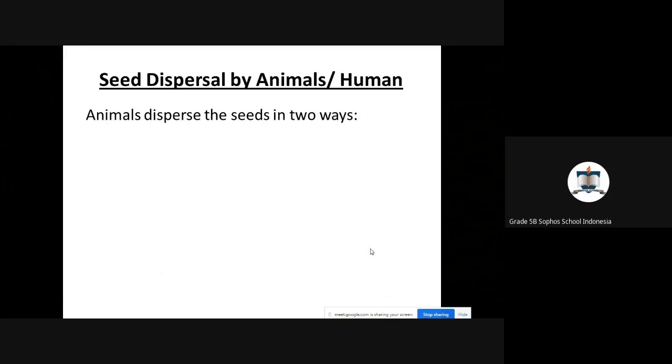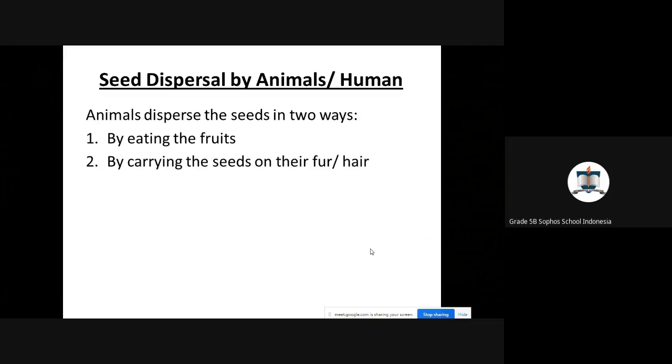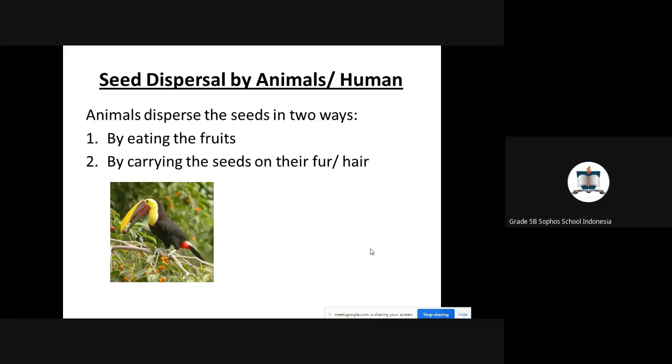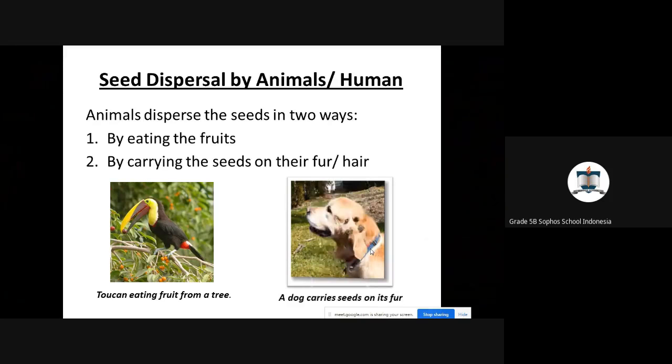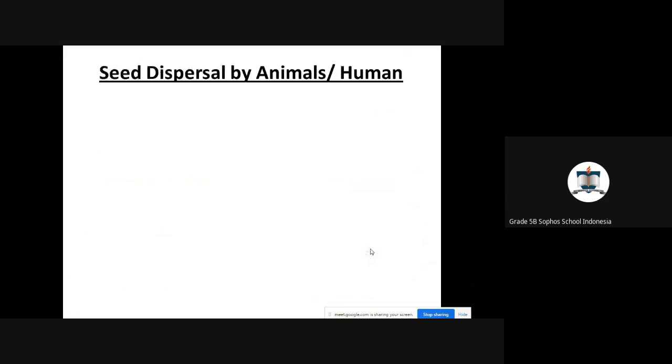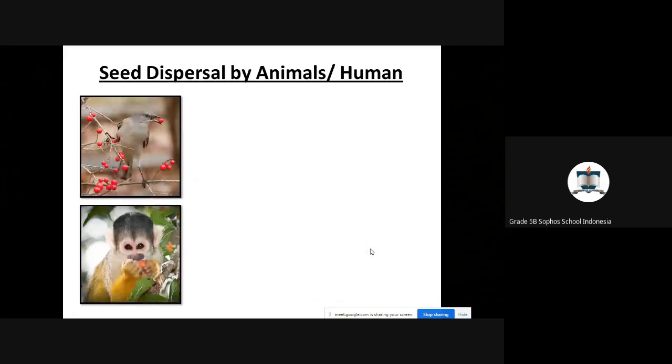The seeds are dispersed by animals in two ways. The first one is the animal will eat the fruit, and the second, the animal will carry the seeds on their fur. This is the example: a falcon eating fruit from a tree, and a dog carrying seeds on its fur. Okay, let's take a look one by one.